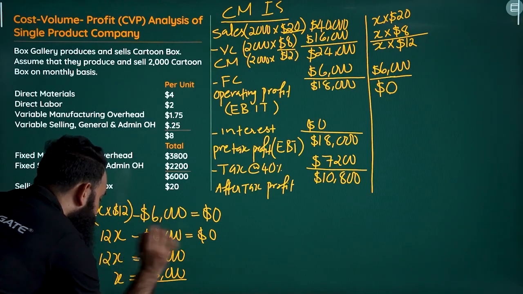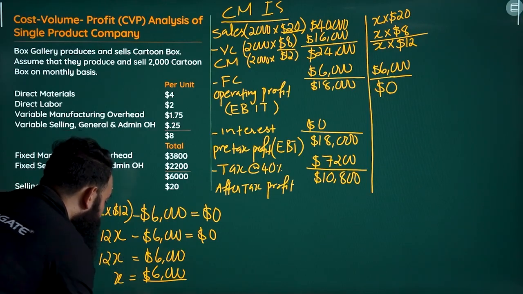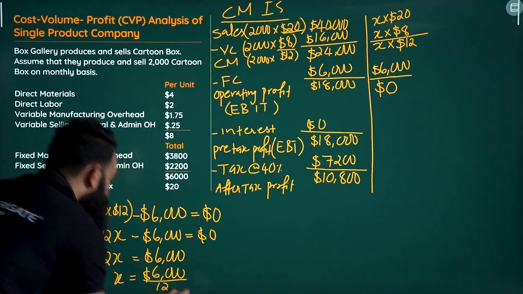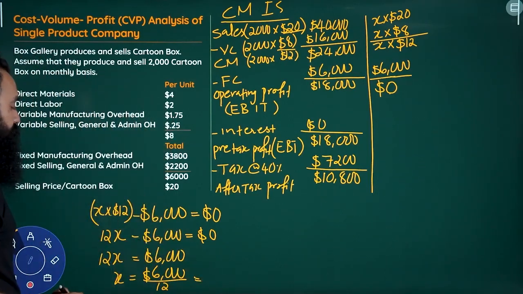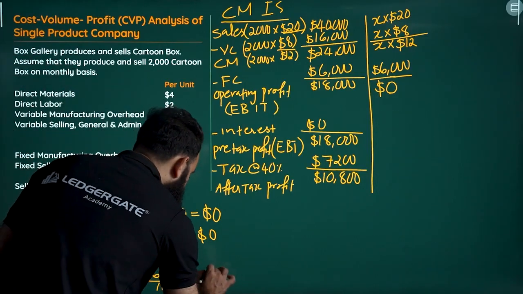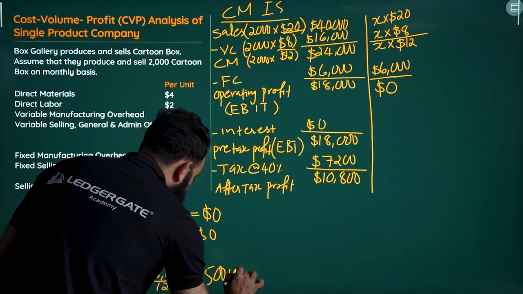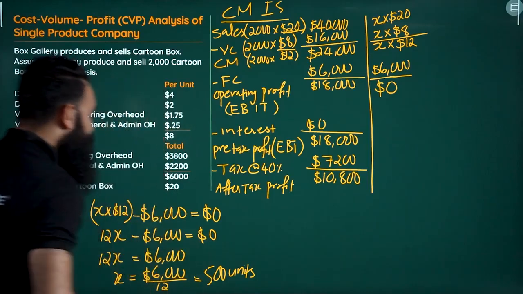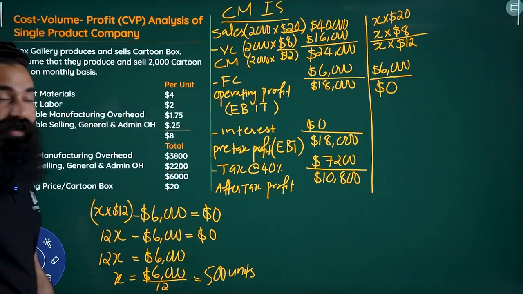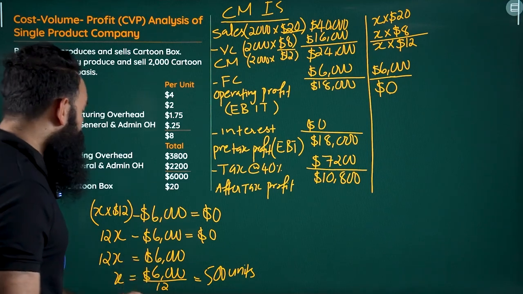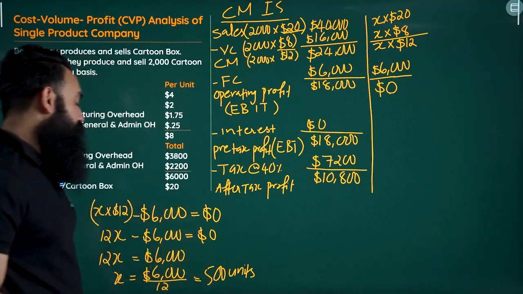When it comes to the right side of the formula, it will become division, right? So divided by 12, x is equal to how much? 6,000 divided by 12 will be how much? 500 units, right? Just take a calculator and calculate it. So you will get 500 units, right? So what does this 500 mean?